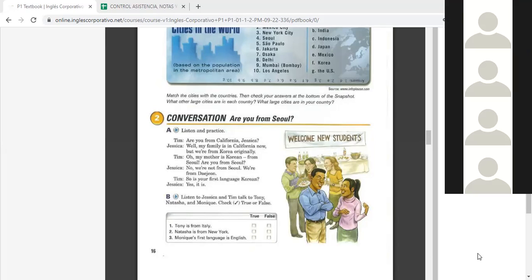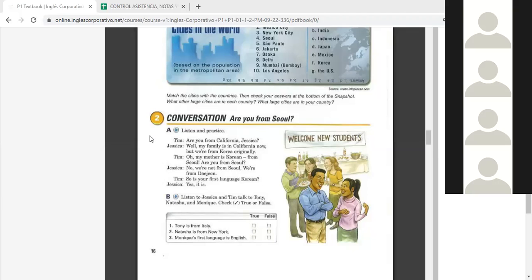Okay, role play. Someone has quite loud sound and I don't know who to mute, so I'll mute everyone. Okay, I'm sorry. Ale Reyes and Jonathan, please role play this conversation. Tim is Jonathan, Jessica is Ale. All right, let's start.